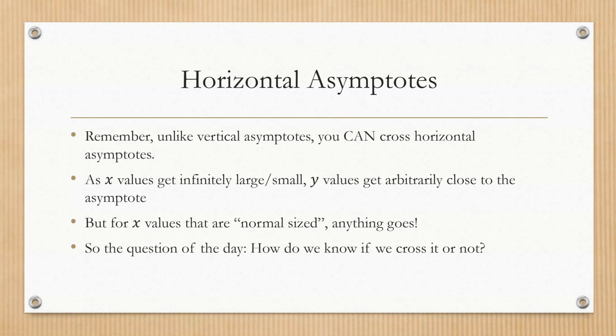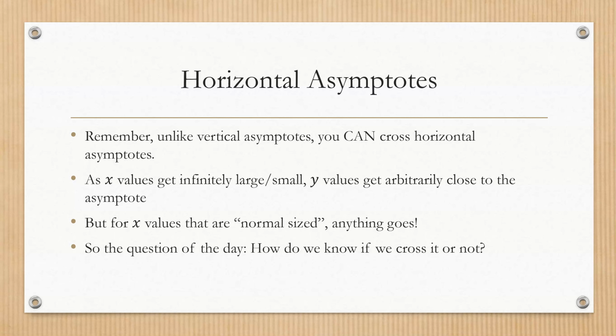So the question is, how do we know? How do we know if we cross it or not? And probably an extra question that I didn't type here, but a good one that is also worth considering, where do I cross it, right? So if I cross the horizontal asymptote, at what x value do I cross it, right? And all of this information would certainly be valuable if we were to try to draw a graph of a rational function, right?